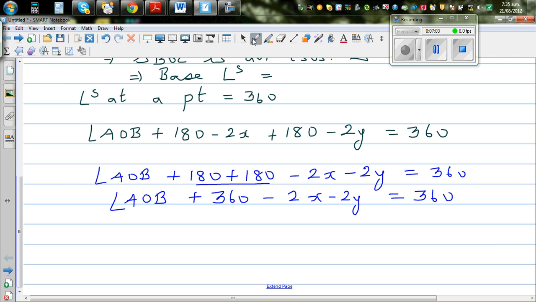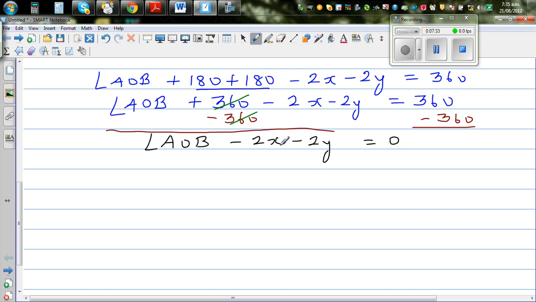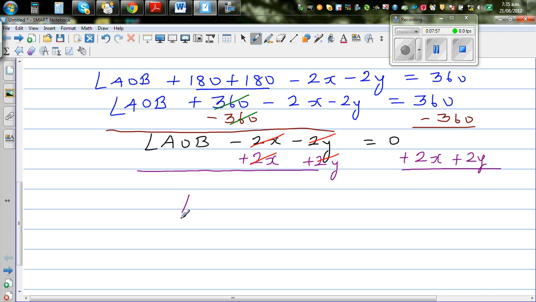So we are going to solve this. What can we do? I'm going to take away 360 from this side, and also from this side. So what will get cancelled? This and this get cancelled. So we can say angle AOB minus 2x minus 2y is equal to 0. Now add 2x and 2y to both sides. I like to do this; there are different ways in which you can do the same thing. So this and this get cancelled, and you've got angle AOB is equal to 2x plus 2y.